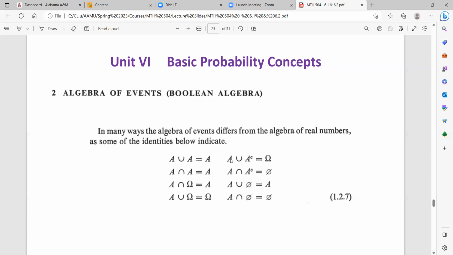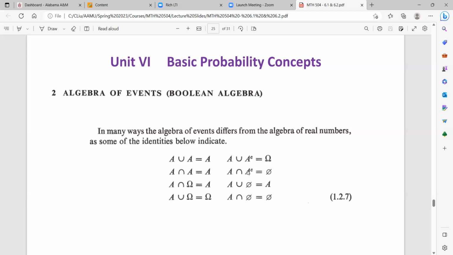You can actually write addition of two numbers to get a total, okay? And this A intersecting the complement of A is obviously the empty set. That one is hard to find the correspondence in numbers, okay?